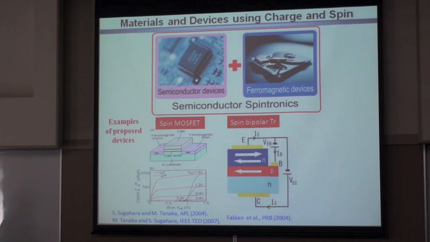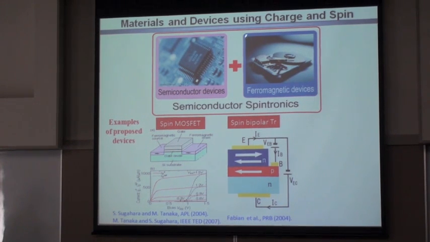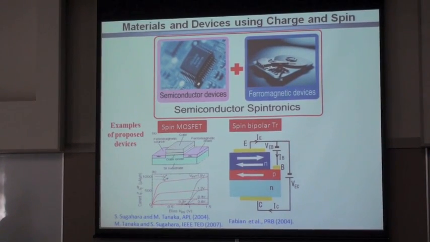One of the important goals in this field is to create materials and devices using the charge and spin degrees of freedom. For example, by using semiconductor device functions and also ferromagnetic device functions, we may be able to create a new system for the future information technology and electronics. And these are the examples of proposed devices.